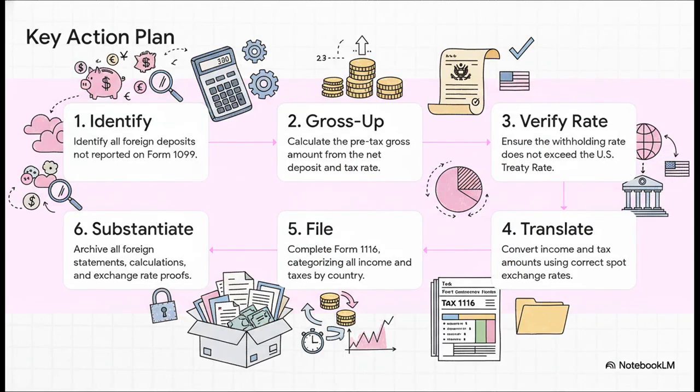So let's wrap this up with a clear action plan. 1. Hunt down any foreign deposits that don't have a 1099. 2. Do the gross up calculation. 3, and this is important, double-check that withholding rate against the U.S. tax treaty to make sure it's even a creditable tax. 4. Translate everything using the right spot rates. 5. File a clean, precise Form 1116, broken out by country. And 6. Save everything. Archive all those foreign statements and your calculations.